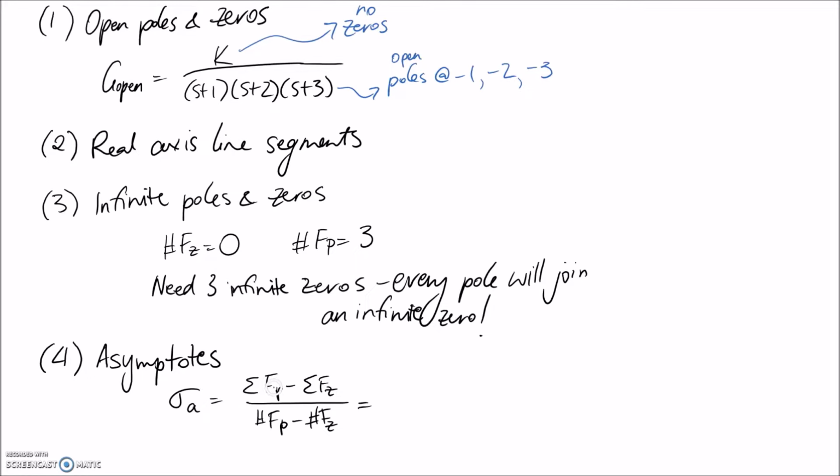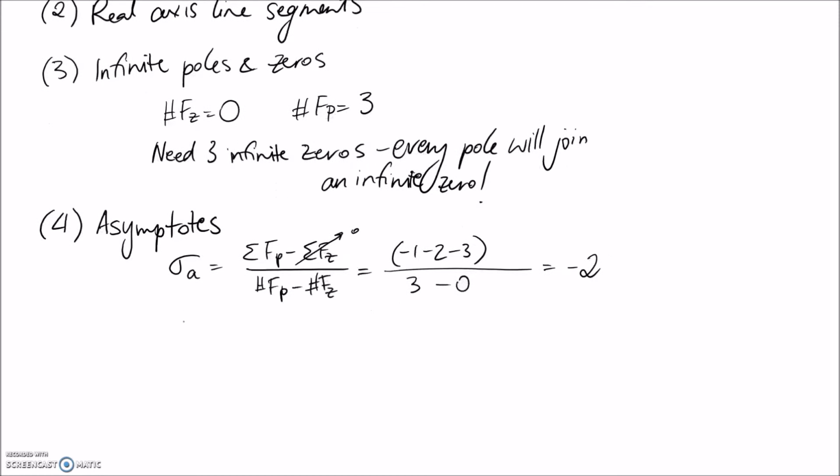Alright, so this is the sum of the finite poles. We have poles at -1, -2, and -3, so that's the total added together. And we have no zeros, so that goes away. We need to divide by the number of finite poles, which is 3, minus the number of finite zeros, which is 0. So putting this into a calculator, we find that our value is -2.